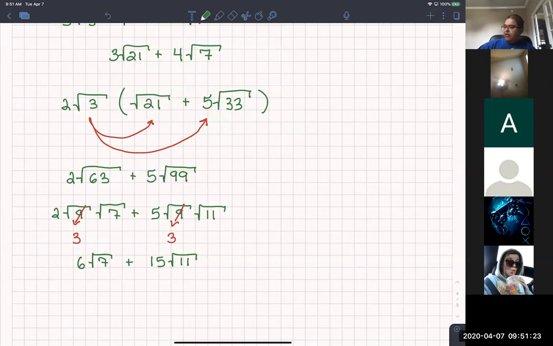So this should give you a good jumping off point as to how to do the next couple of sections. And then tomorrow we're going to talk about adding and subtracting radicals, and multiplying radical expressions, and maybe basic equations. Any questions?